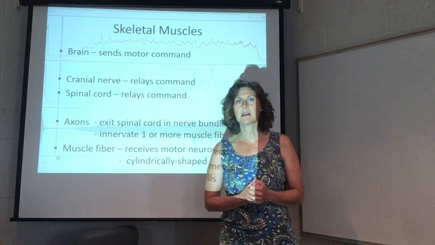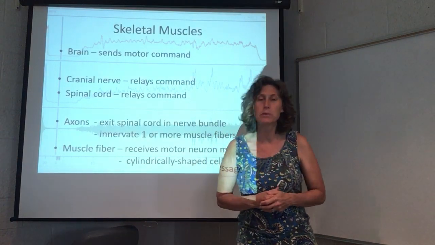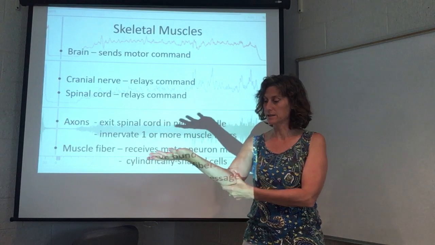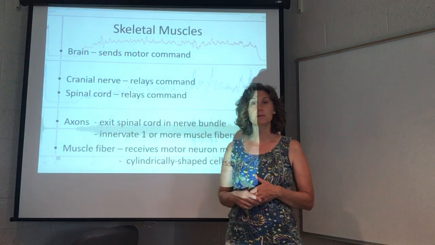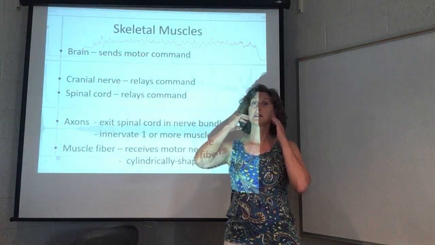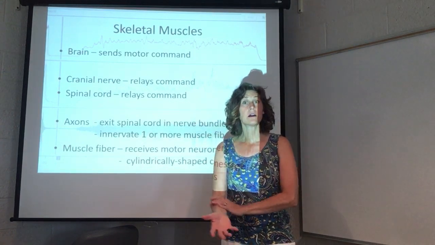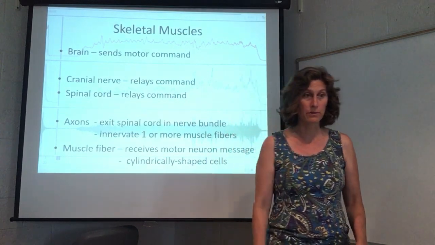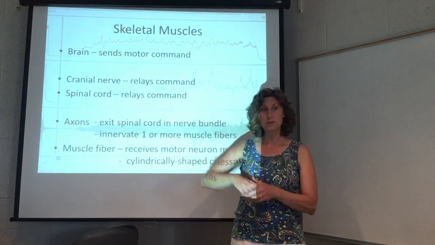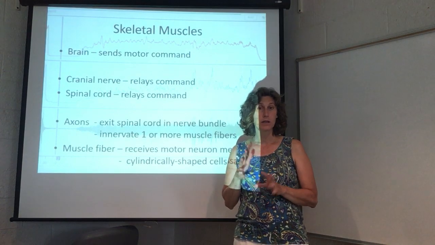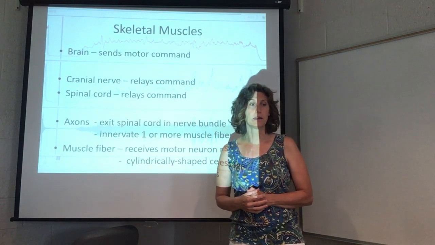So the basic process, you probably know this from other classes: the sequence of motor impulses that end in you flexing a skeletal muscle starts in the brain. It sends the motor command. Then it is relayed by either cranial nerves if it's sending information to muscles in the face, for example, or down the spinal cord if it's sending information lower down to the arms or legs, etc. And then the axons exit the spinal cord in nerve bundles, and they innervate, they provide nerve impulses into one or more muscle fibers. And we're going to look at a diagram on that in a minute.